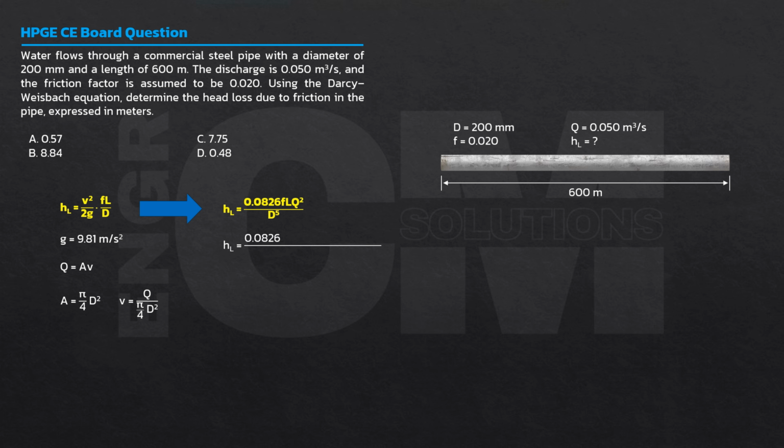So, friction factor, nasa lahat, 0.02. Length ng pipe is 600. Okay? Ang discharge is 0.05. Malingat lang ko sa unit ha. Dapat naka-meters and cubic meters per second. Then, diameter, 0.2 millimeter. Gawin mo sang meter. 0.2 meter raised to 5. With that, the head loss in the pipe is 7.44 or 7.75.